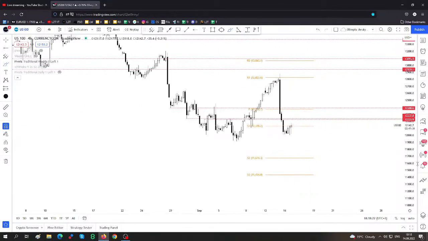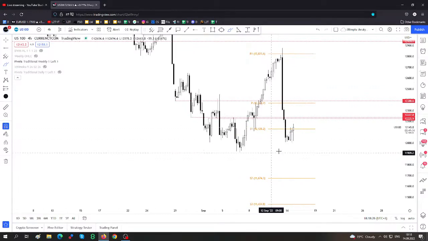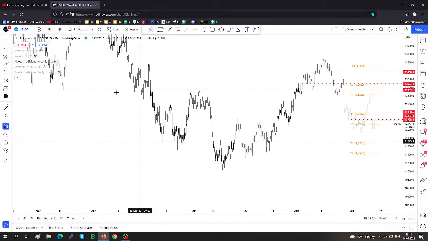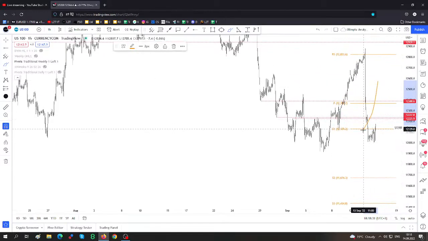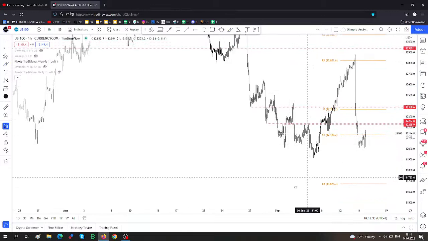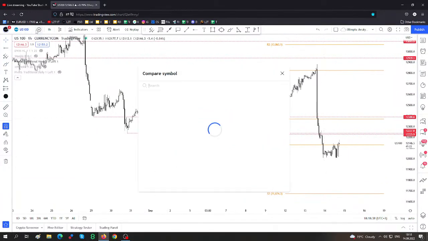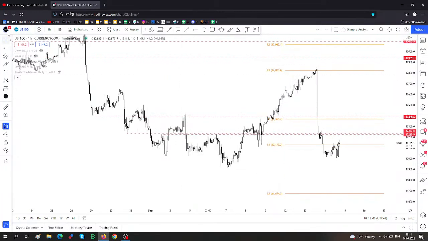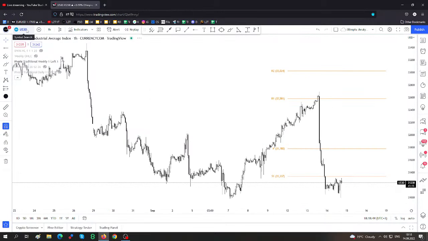So I'll wait maybe for the price to end its rebound before I look for a short, for a selling opportunity here in US 100. Let's take a look at US 30.